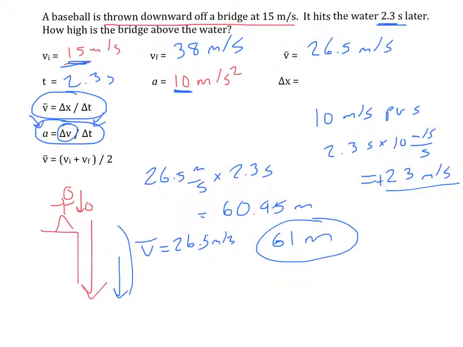So it's almost the exact same as the thing being dropped. The only thing that changes is that my initial velocity is no longer 0. I have to make one small adjustment for that. But otherwise, it's almost the exact same problem.